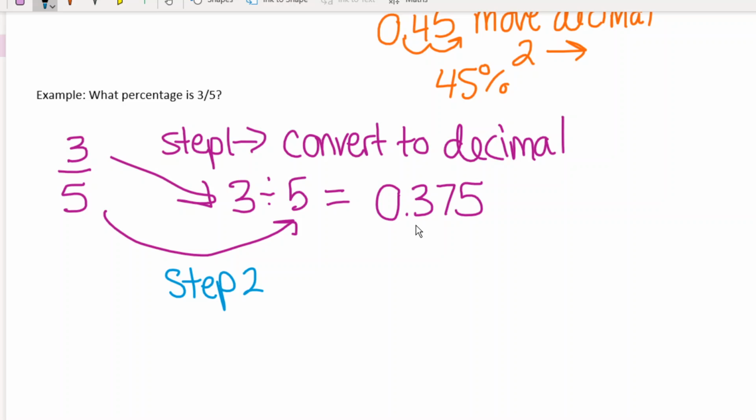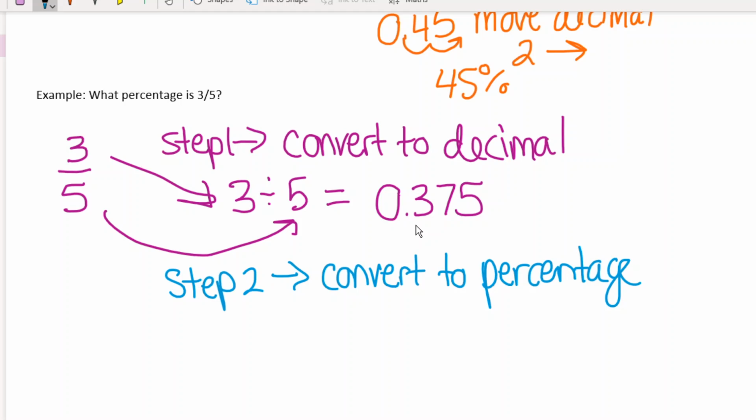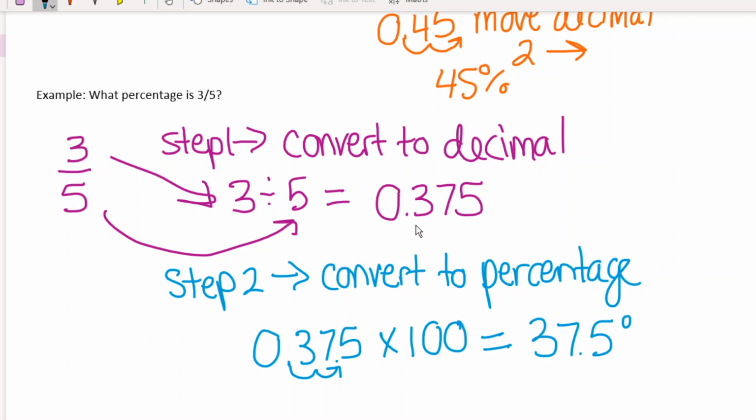Step 2, we are going to convert the decimal to a percentage. So, 0.375 times 100. You could do that in your calculator, but I'm going to move the decimal spot over. 1, 2 is going to give us 37.5%. You can have a decimal inside of a percentage, but if you were going to round this, you would round it to 38%.